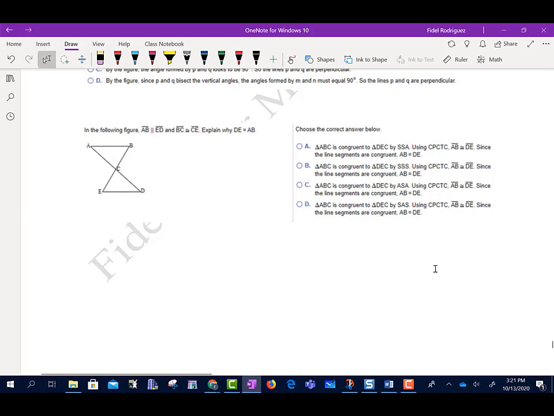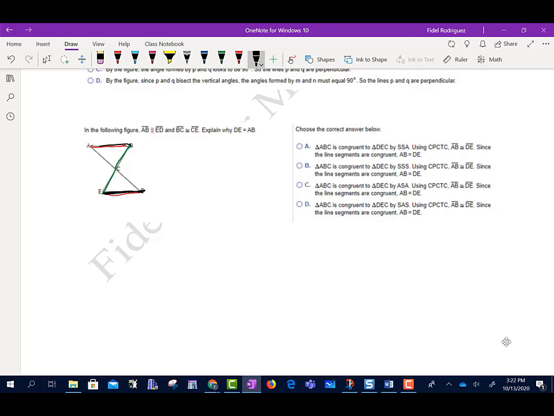All right. So the next problem here says, in the following figure, line segment AB is parallel to line segment ED. Okay, so we know that this line segment is parallel to this one right here. And we know that line segment BC is congruent to line segment CE. Explain why DE and AB are going to be the same. Okay, going to have the same measure.